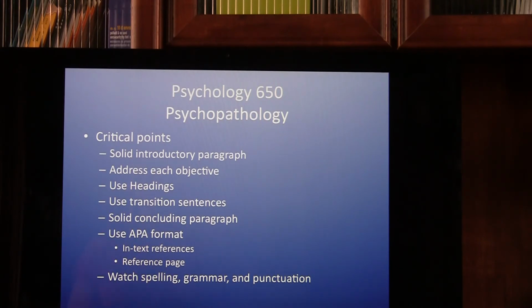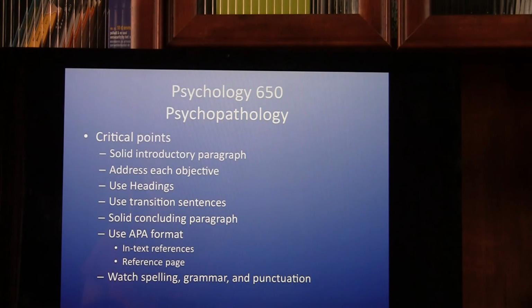So critical points relative to all papers that we do for this class again is, please give me a good solid introductory paragraph. Tell me why it's important that I should read this paper. Tell me a little bit about what this paper is going to cover. Generally, just repeat the objectives. Make sure that you address each objective, use headings, use transition sentences between objectives, and give me a good solid concluding paragraph.